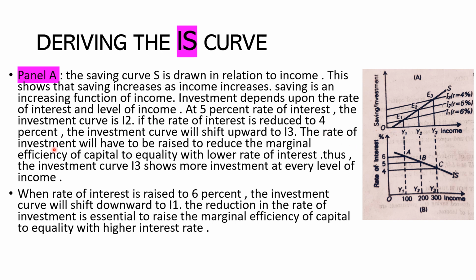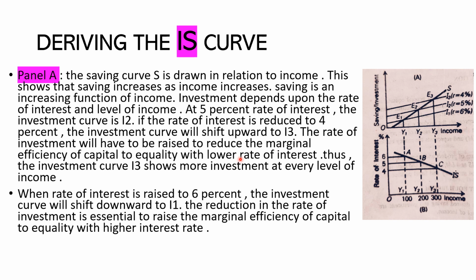The rate of investment will have to be raised. Why? To reduce the marginal efficiency of capital to equality with the lower rate of interest. Because the rate of interest has gone down, the investment will have to be increased. Investment will automatically increase. Why? To reduce the marginal efficiency of capital to match the lower rate of interest. Therefore, the I3 curve shows more investment at every level of income, more investment as compared to the I2 curve.